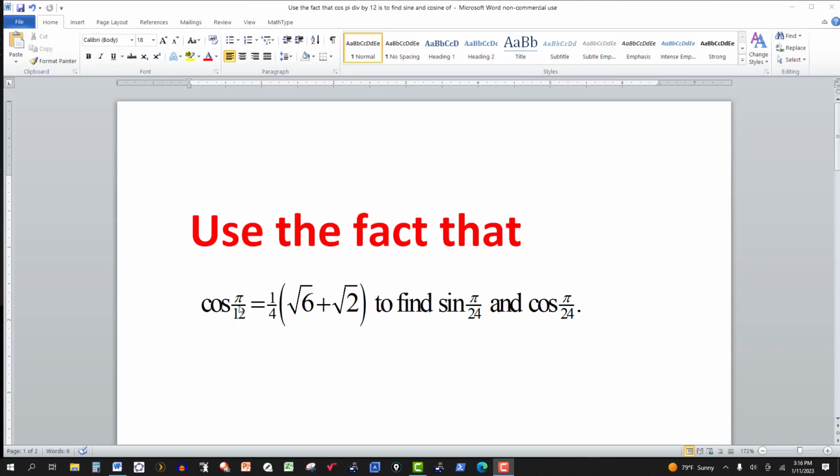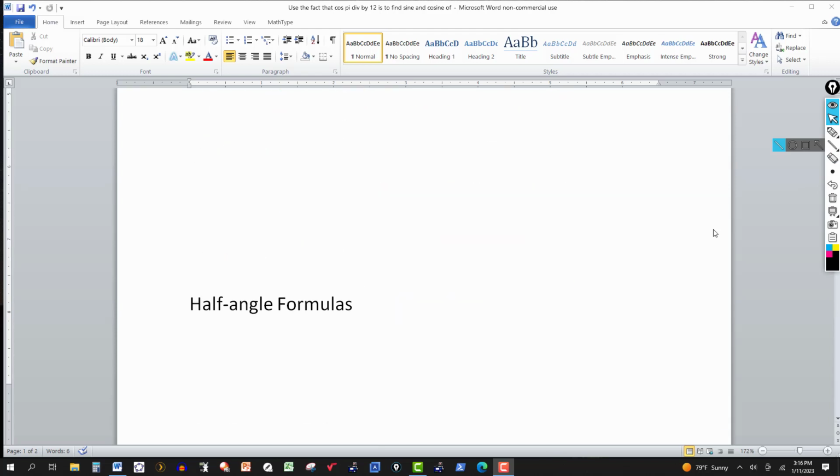In this video, we're given that the cosine of pi over 12 is equal to 1/4 the sum of radical 6 and radical 2, and we're to find the sine of pi over 24 and cosine of pi over 24. Now the given result, the cosine of pi over 12, is actually derived using the sum angle formulas for the cosine and the sine of the sum or difference of two angles. But in this problem, it's given. And we're going to use the half angle formulas here.